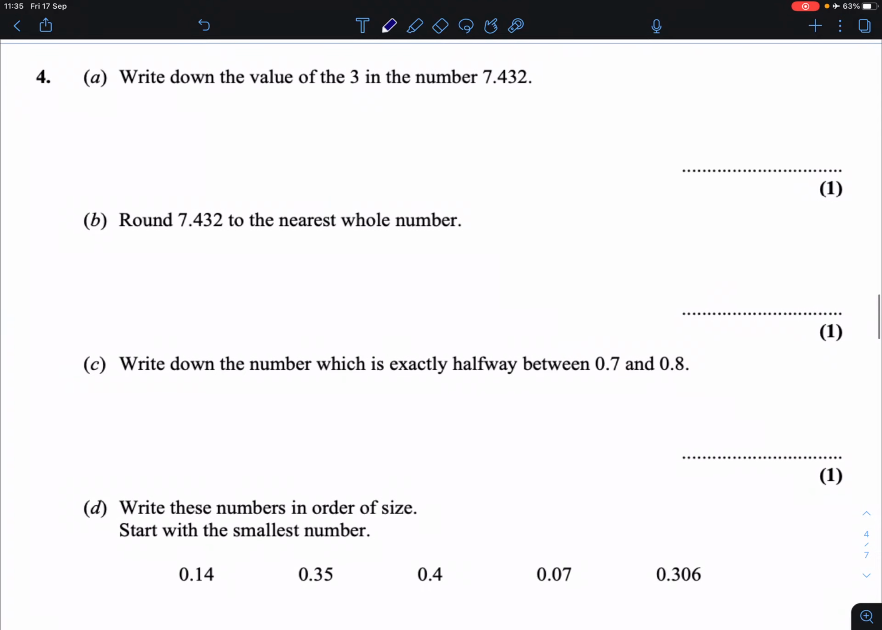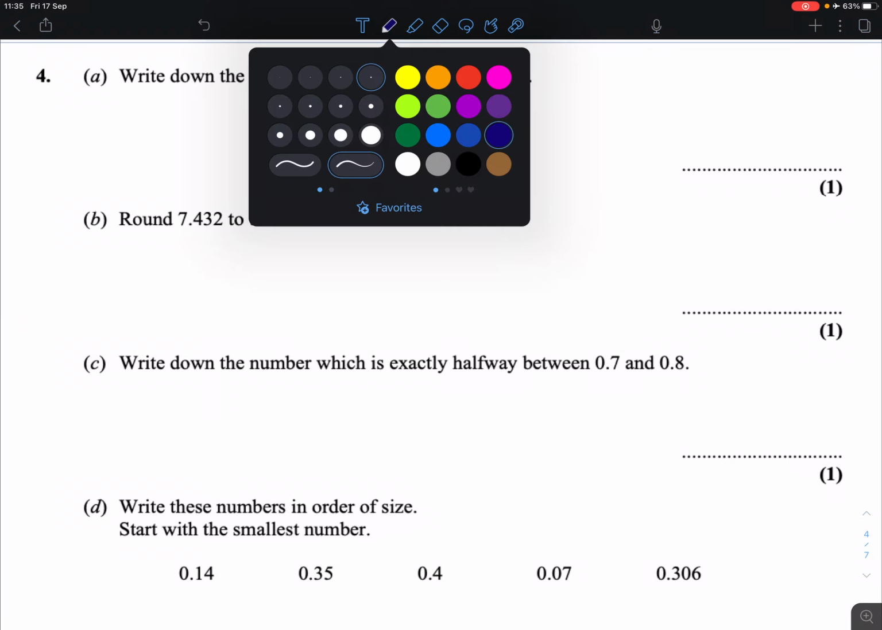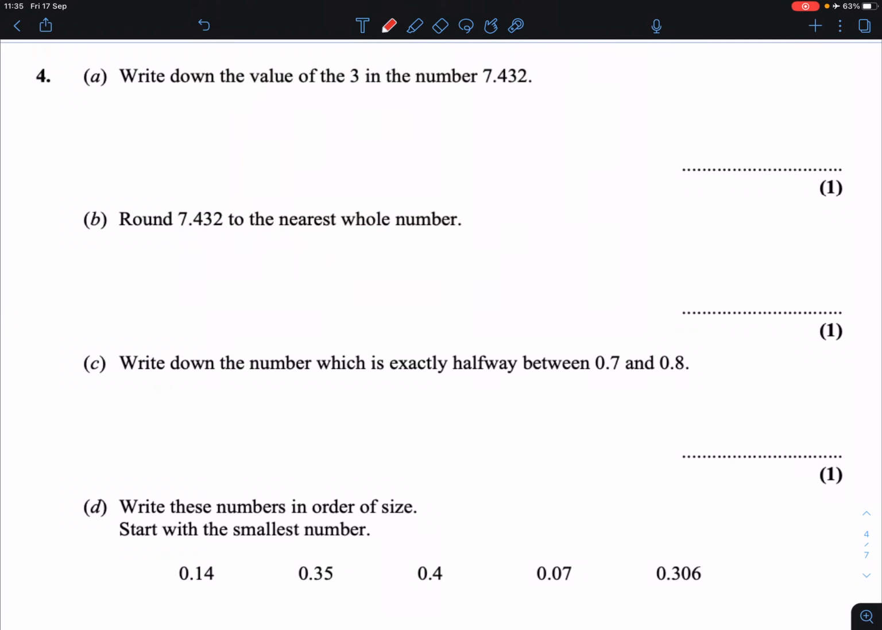4, part A. Write down the value of 3 in the number 7.342. Well, as far as the place value of each of these numbers are concerned, the 7 is the units. We have the 4, which is the tenths. We have the 3, which is the hundredths. And that's what the question's caring about. So 3 hundredths would be our answer.